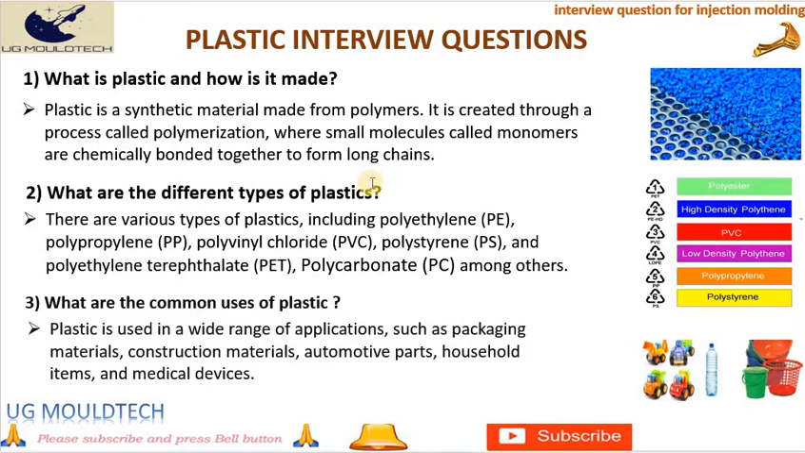Friends, next point in interview questions for injection molding is 2. What are the different types of plastics? There are various types of plastics, including polyethylene (PE), polypropylene (PP), polyvinyl chloride (PVC), polystyrene (PS), polyethylene terephthalate (PET), and polycarbonate (PC), among others.